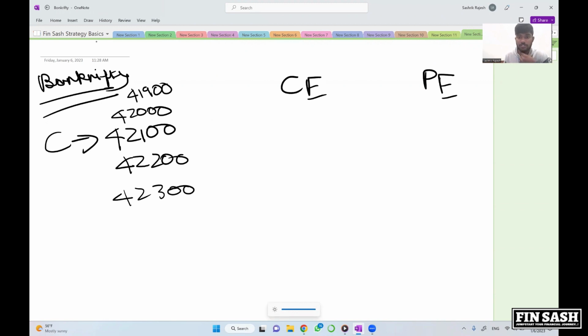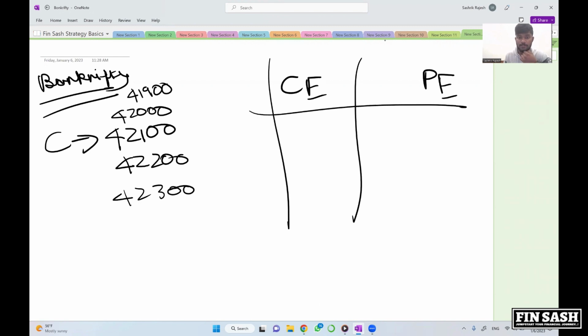Right. Okay. So these are different examples: a call option and a put option. A quick thing, right? The current price for the Bank Nifty is 42,100. So let's take two views: bullish and bearish.